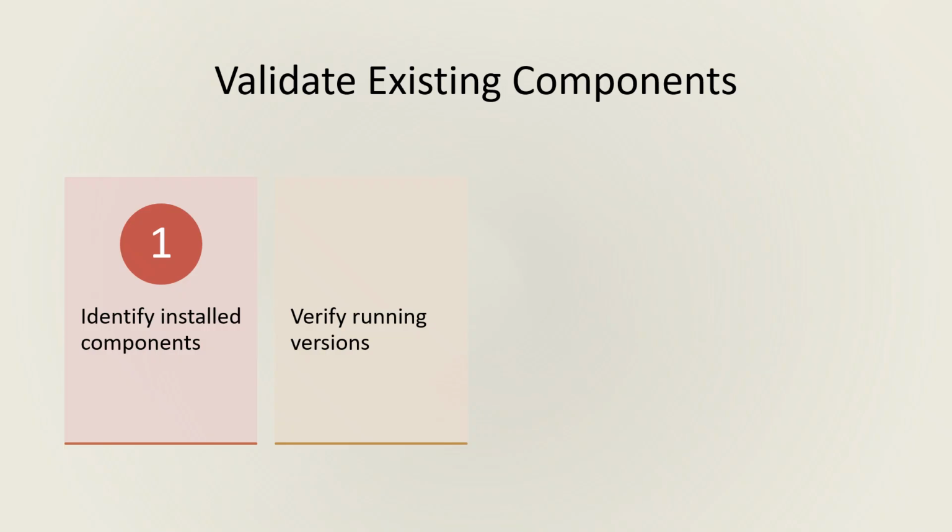Next is to verify running versions: the exact version of each component, not the major version, but exact build versions. Why is this very important? Because some versions can be upgraded directly, some require intermediate upgrades, and some may not be supported at all in VCF 9.0. You should be aware of the deprecated options in 9.0 before we start the upgrade.